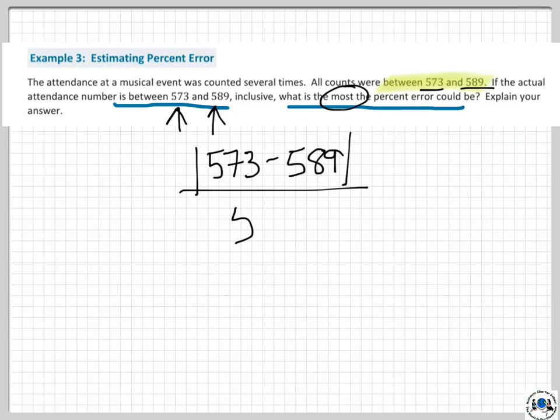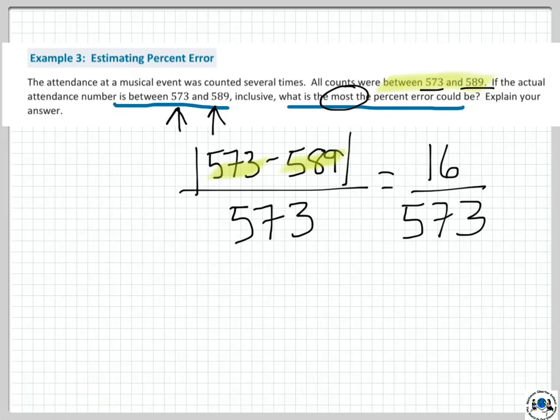Okay, so again, this takes a little getting used to. Because we're going to have 16. That's going to be 16 because that's going to be the absolute value of negative 16 right here, which is 16. Just trying to cut to the chase there. 16 over 573.